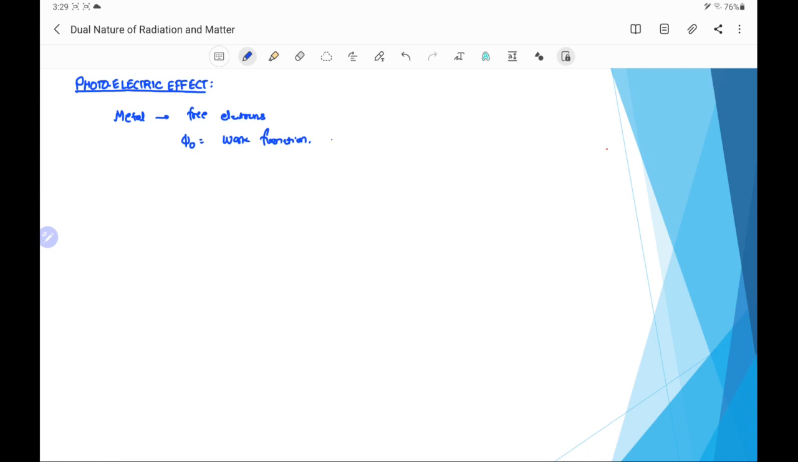This work function depends on 2 points. Number one, properties of metal, that is metal dependent, and another is the nature of the surface of metal. Different metals have different work function, that is the minimum energy required for the electrons to leave their metal surface.